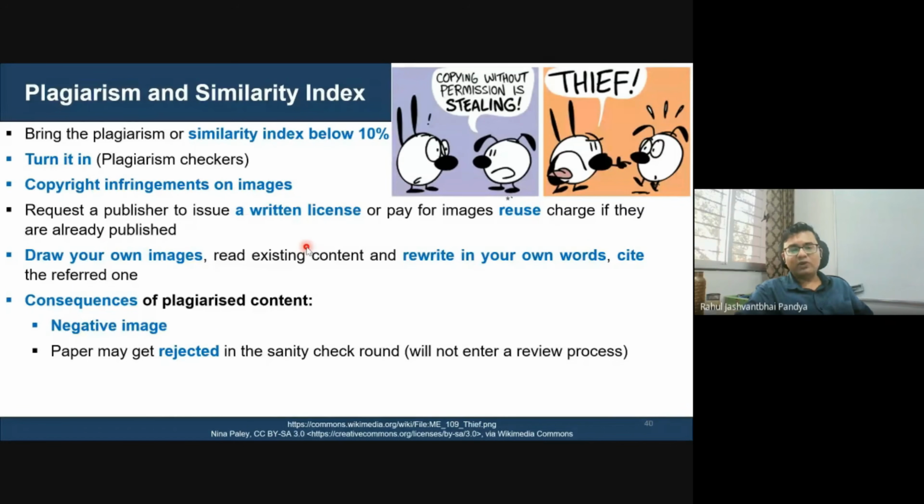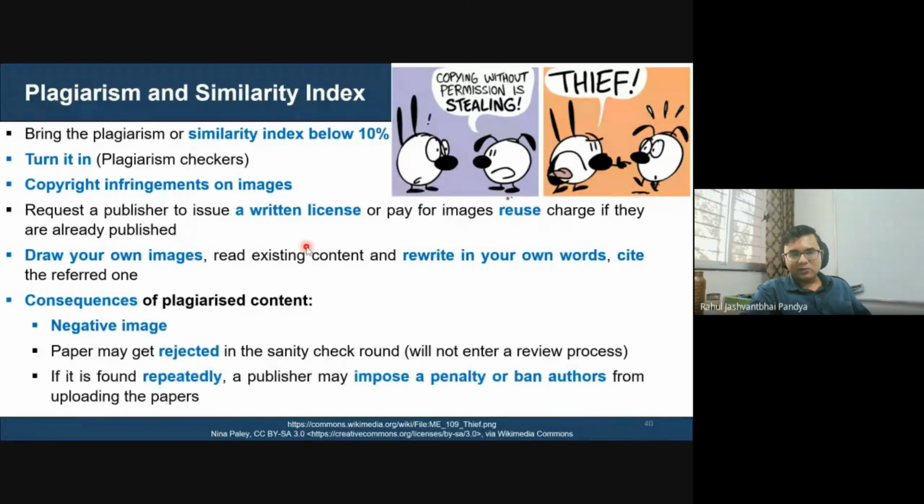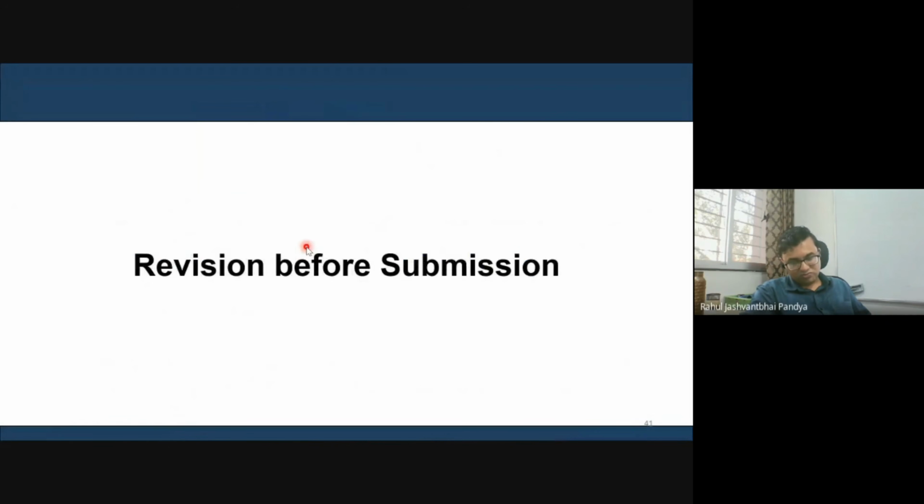Plus, there are subsequent consequences of plagiarism if it is not taken seriously, and if you are at a bigger place, right? At a smaller place, nothing will happen sometimes, but at a bigger place, it may be taken to a next serious level, and we will discuss those consequences tomorrow. And if it is found repeatedly, sometimes the publisher may impose a penalty or ban on the authors from uploading papers. So that's one thing.